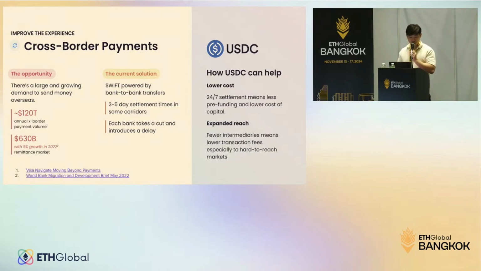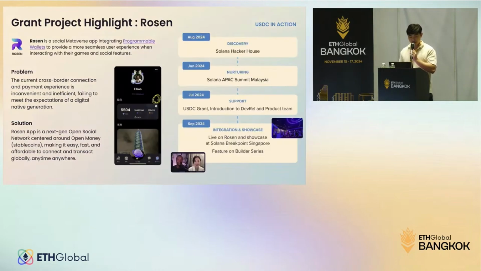Cross-border payments as well. Currently the solution to it is Swift. Swift takes a bit too long, takes a delay, takes a cut. Everything is not favorable. That's why USDC comes into the picture. It gives you 24/7 settlement at a low cost. I'll be going through this quickly because I really want to go deeper into the technical.